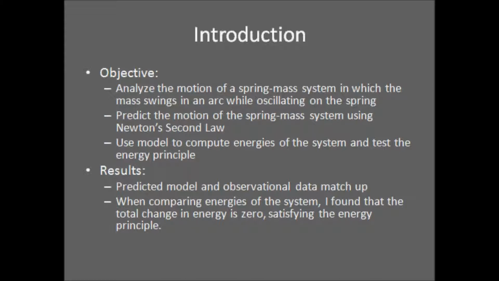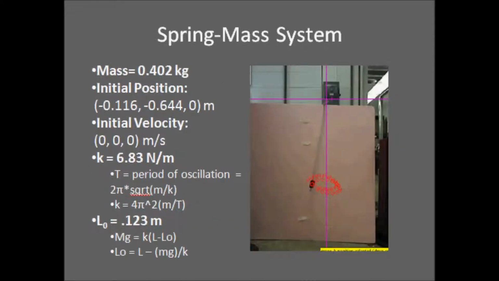My main result was that the observed data was a good match with the computational model. And after comparing energies of the system, I found that the total change in energy of the system was zero, satisfying the energy principle. The system I am examining is a spring attached to a mass weighing 0.402 kilograms. The initial position of the mass is negative 0.116, negative 0.6440 meters. It starts from rest, so the initial velocity is 0 meters per second.